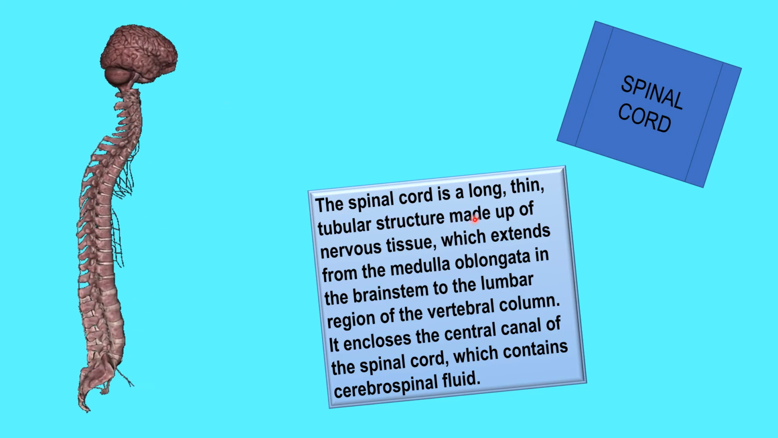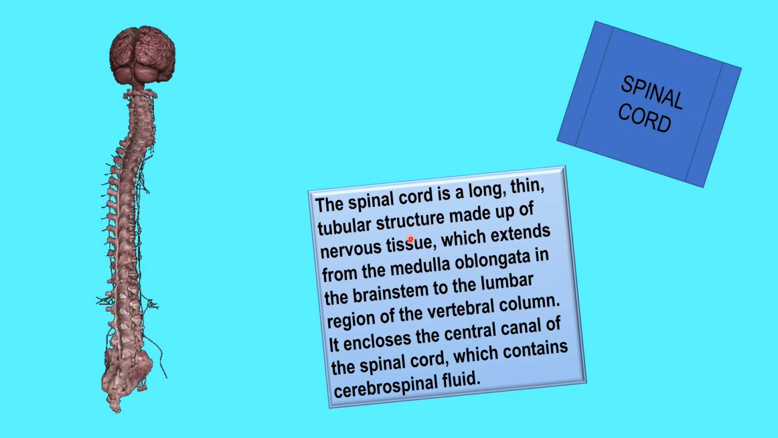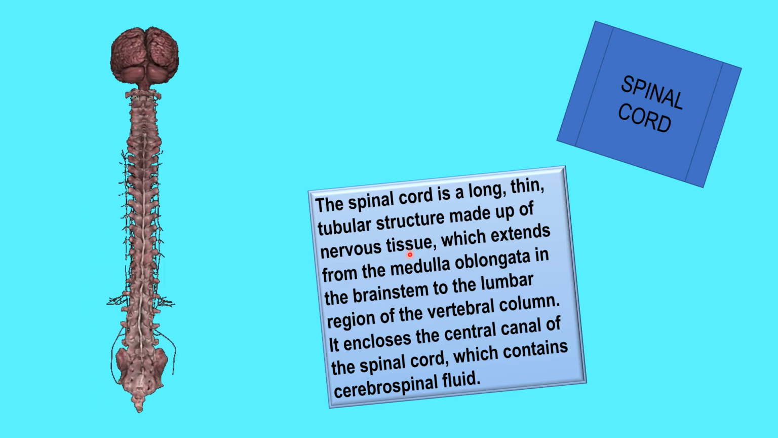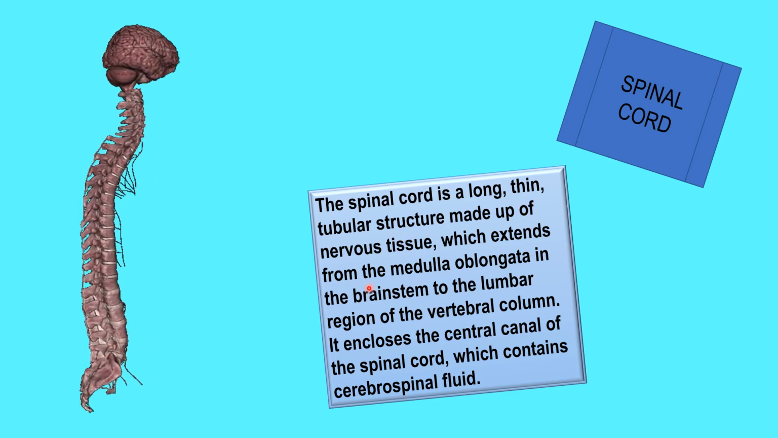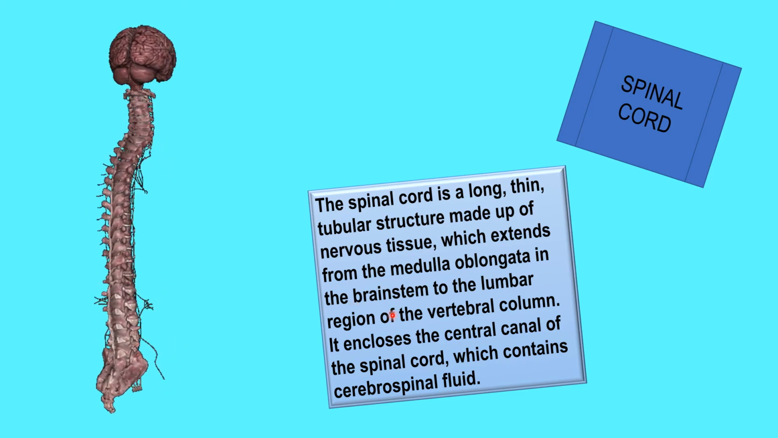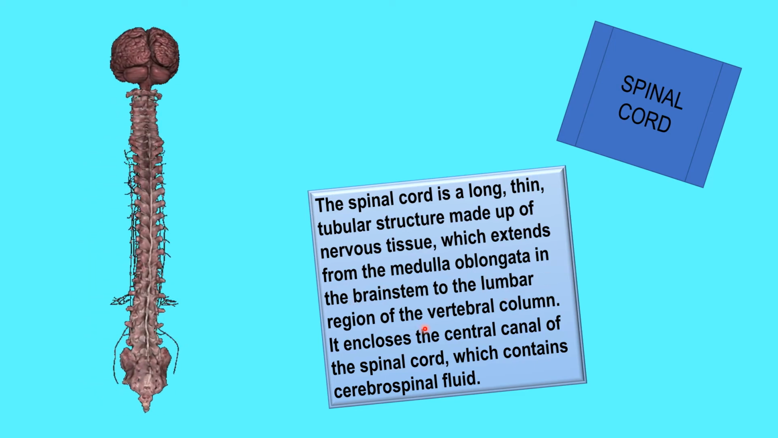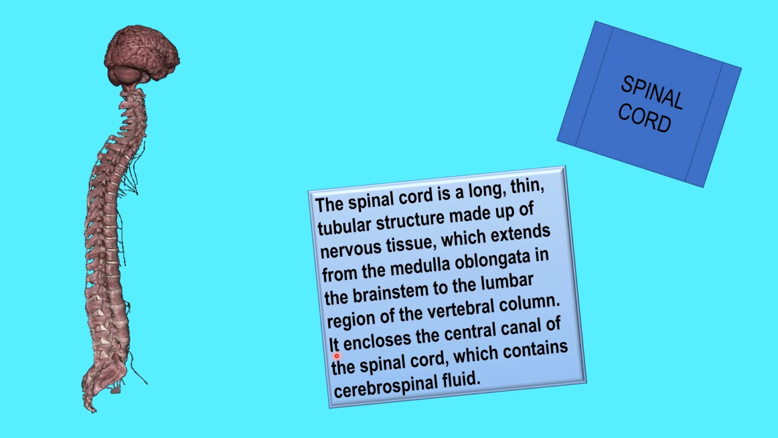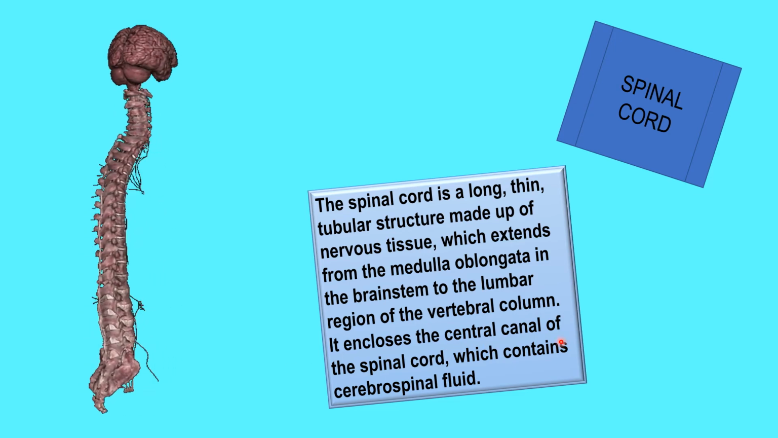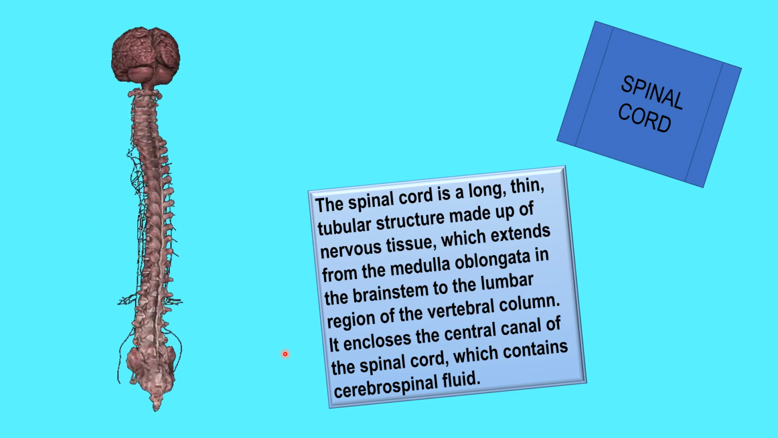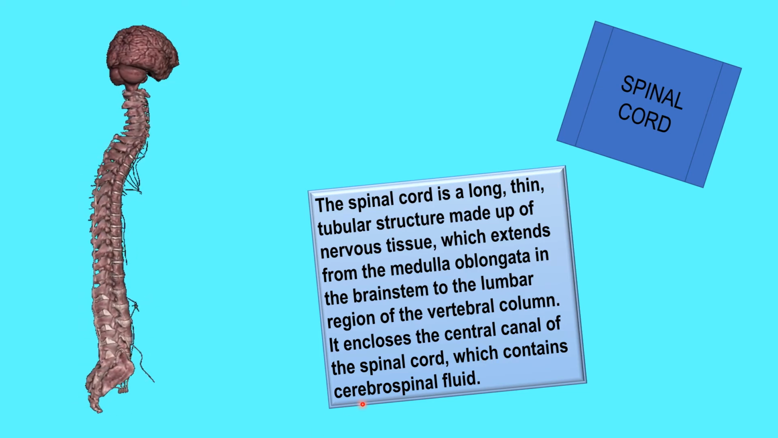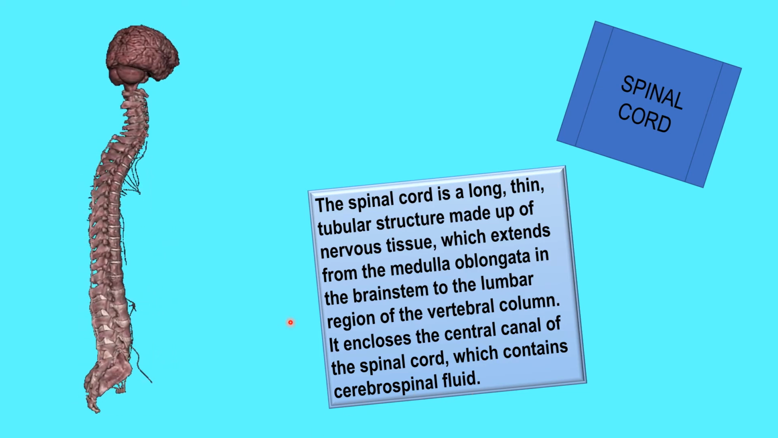So the spinal cord is a long, thin tubular structure made up of nervous tissue which extends from the medulla oblongata in the brainstem to the lumbar region of the vertebral column. It encloses the central canal of the spinal cord, which contains cerebrospinal fluid or CSF.